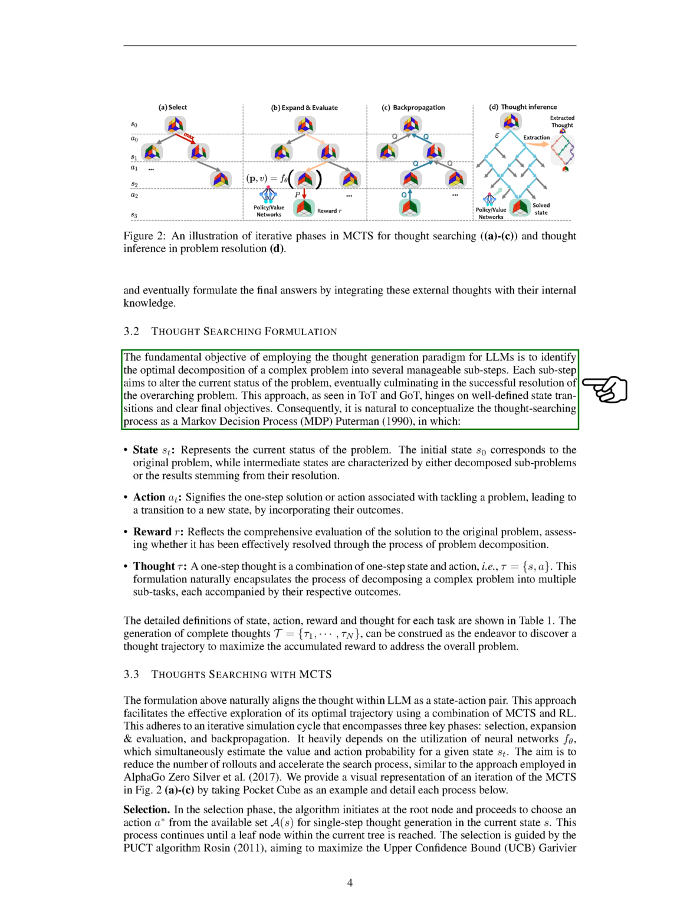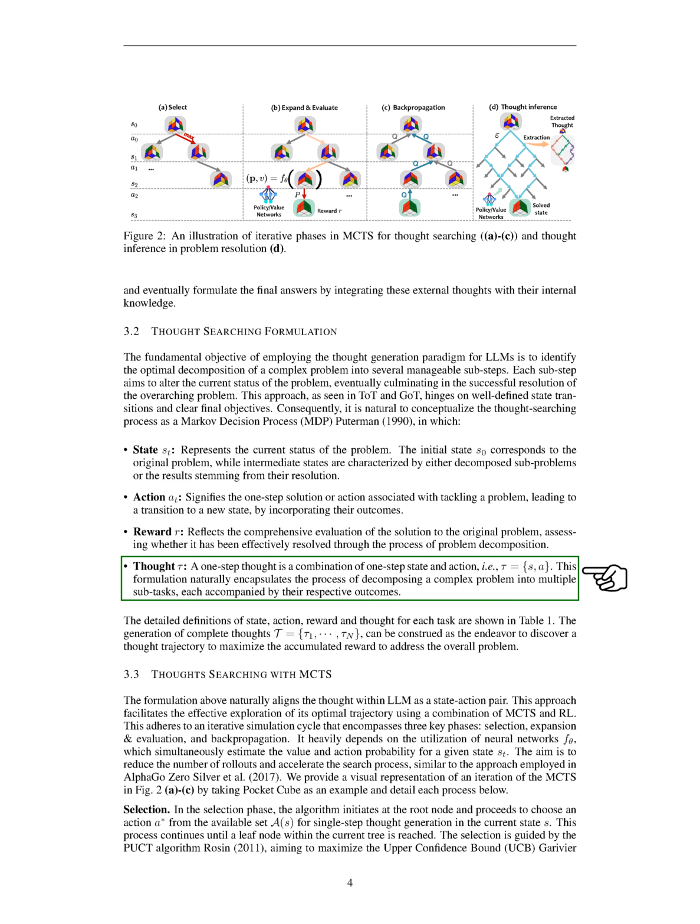The main goal of using the thought generation paradigm for LLMs is to find the best way to break down a complex problem into several smaller steps. Each step aims to change the current state of the problem, eventually leading to the solution of the main problem. This process can be thought of as a Markov decision process, MDP, where the current state represents the current status of the problem, the action represents the solution or action taken to tackle a problem, and the reward reflects the overall evaluation of the solution to the original problem.